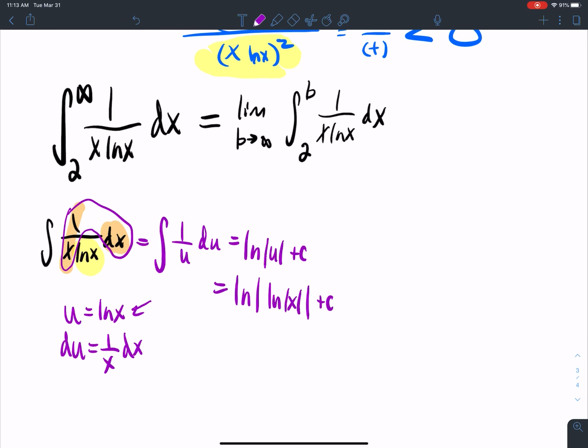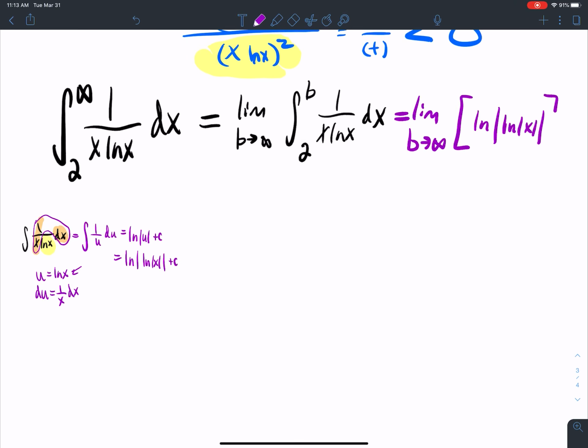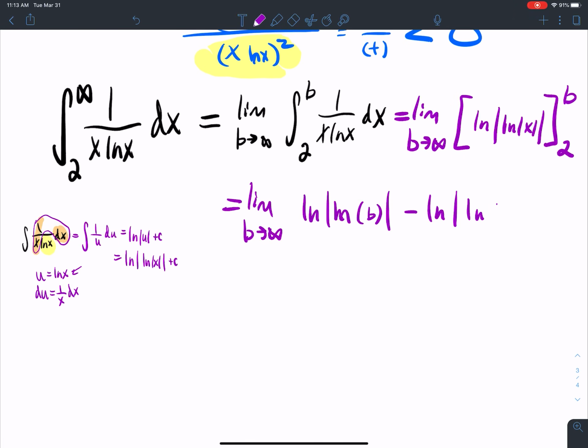What fun is that? Okay, so now that I've done my scratch work, it makes my problem a little bit better. So now this is going to become the limit as b goes to infinity of, and I'm going to write my integral in here, the natural log of x from 2 to b. So what does this equal? It's the limit as b goes to infinity of ln b minus ln 2.